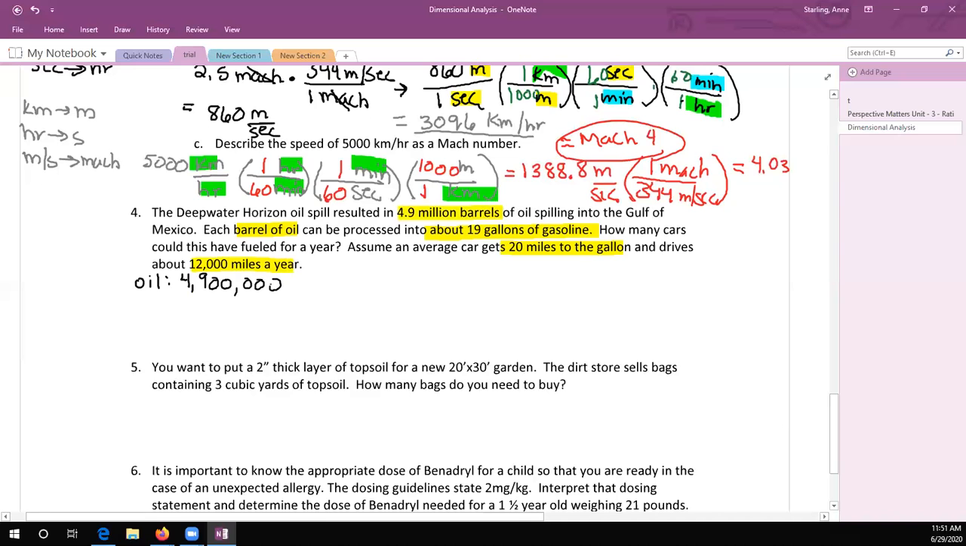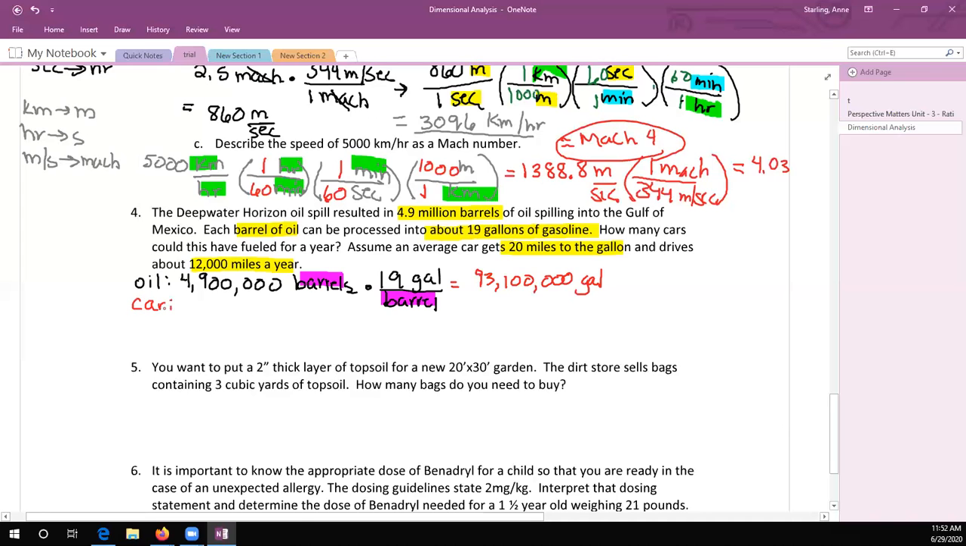So I'm going to write that out as actually 4,900,000 barrels. And there are 19 gallons in a barrel. So that cancels my barrels. So there is a total of 93,100,000 gallons of gasoline. All right, now let's go do the car though.